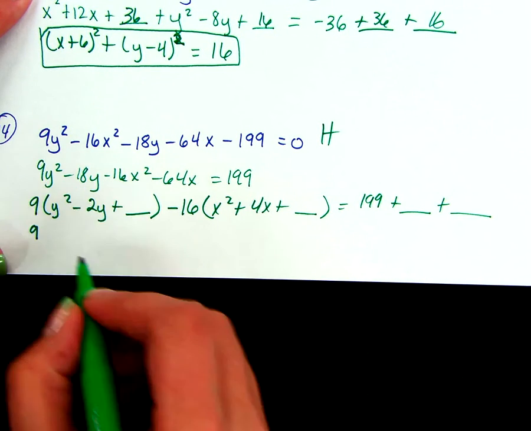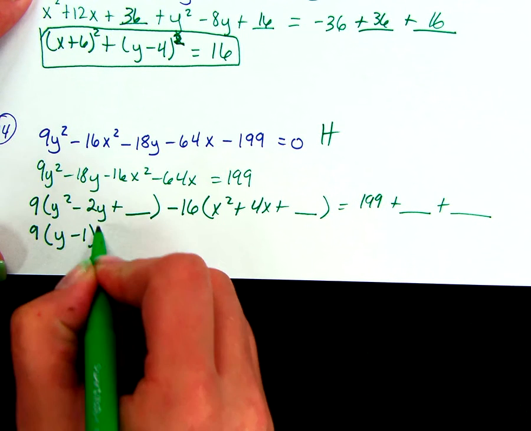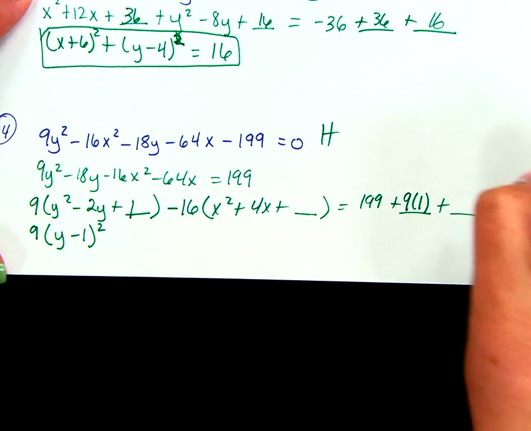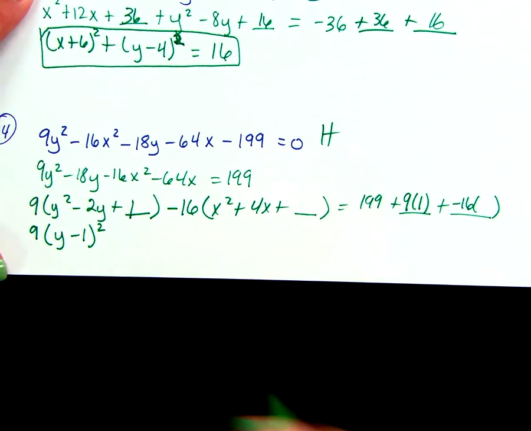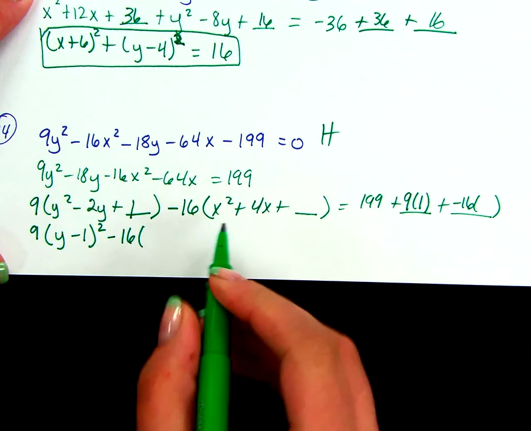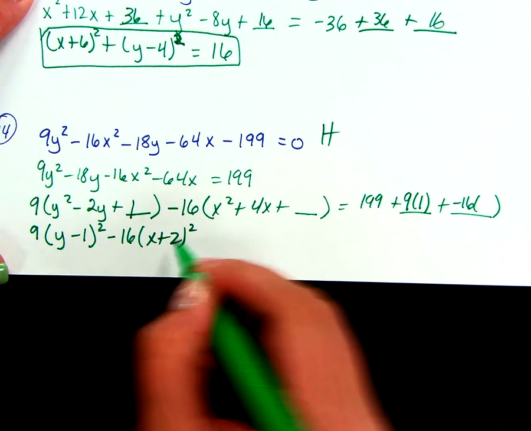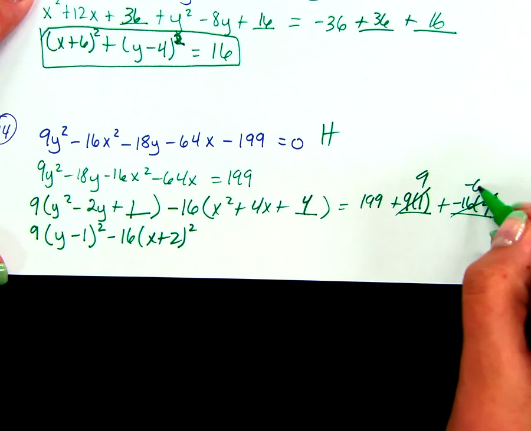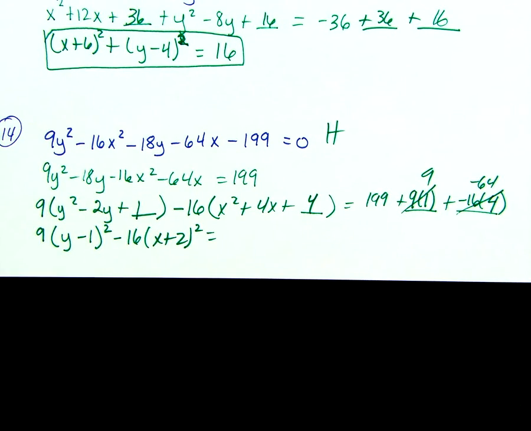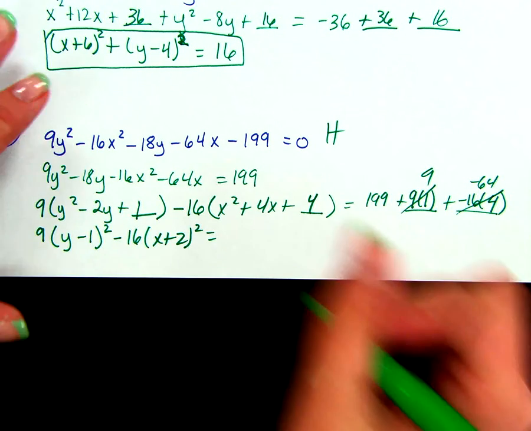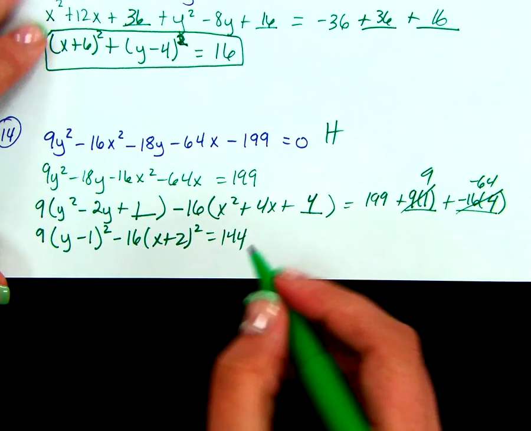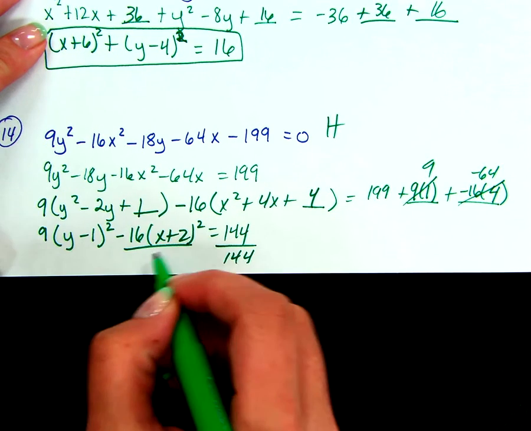All right, so 9 comes down. We will have y minus 1 squared, and then 1 squared is 1. So again, I factored out a 9, so I need to multiply that to my 1 as well. And then we factored out a negative 16. So minus 16. And then we will have x plus 2 squared, so 2 squared is 4. Okay. So again, this will be 9 and negative 64. So if we add those, let's see, 199 plus 9 is 208. And then minus 64 is 144. And then because it's a hyperbola, that is equal to 1. So now we're going to divide everything by 144.